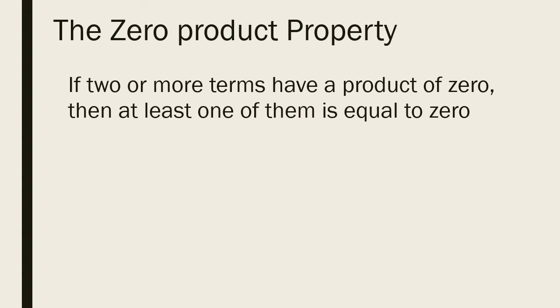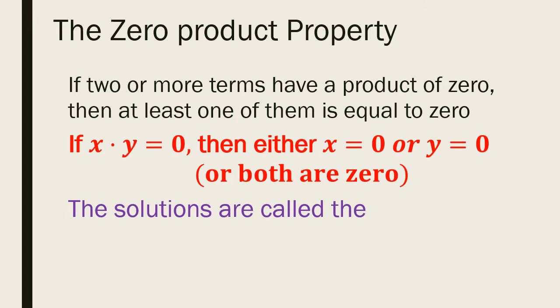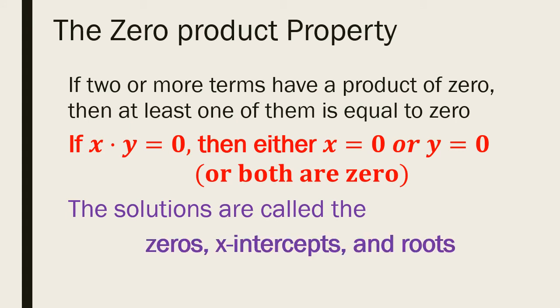Before we start solving, we need to talk about the zero product property, which is one of the properties of real numbers that we did not talk about in the past. When we have two or more terms with a product of zero, that means that at least one of them is equal to zero. So if we have x times y equals 0, then either x is equal to 0 or y is equal to 0, or both are equal to 0. The solutions are also called the roots, the zeros, the x-intercepts.